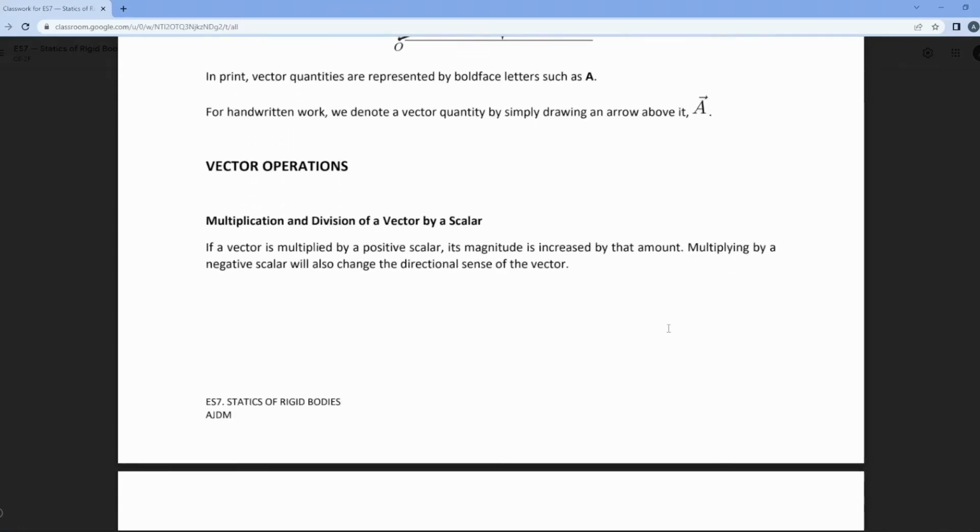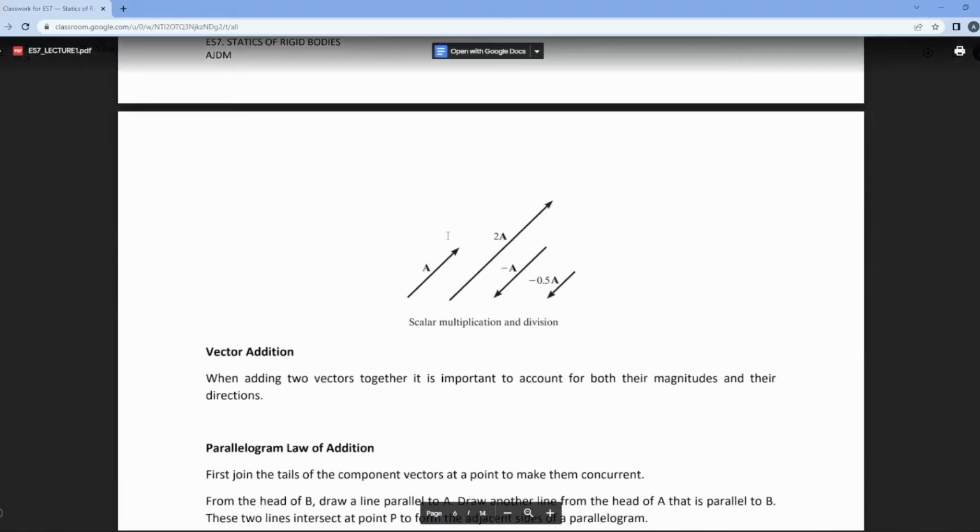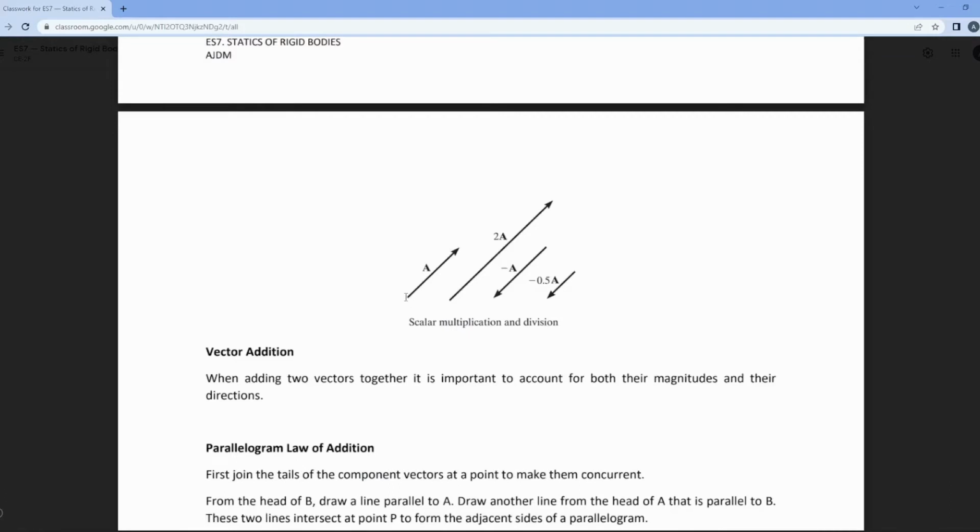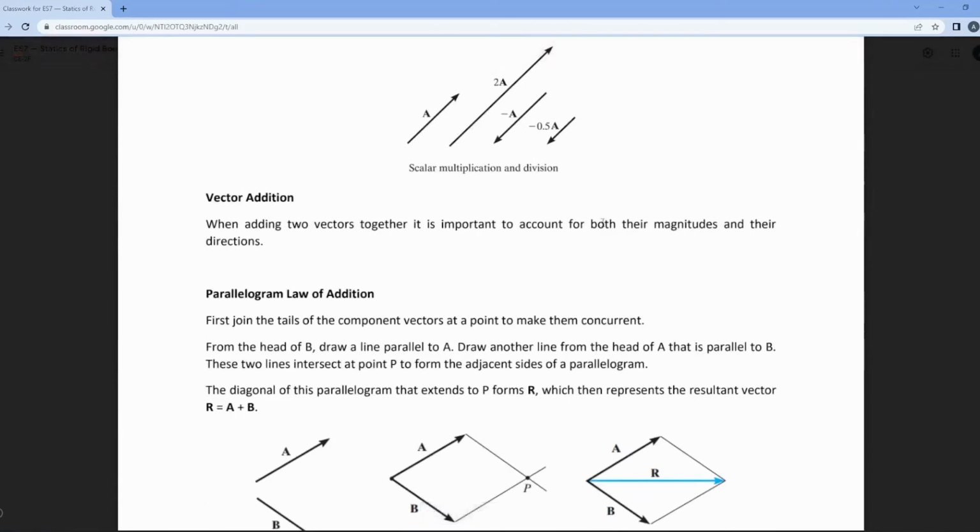Next, we have some vector operations. Multiplication and division of a vector by a scalar. Let's consider vector A with this magnitude. If you will multiply a scalar 2, so yung magnitude ni A magdo-double, yung direction niya, same pa rin. If you will multiply scalar na negative 1 kay A, the magnitude would still be the same, but the direction would be changed. No? And in the same manner, if you multiply negative 1/2 kay A, the magnitude of A will be reduced. Okay, magiging kalahati na lang siya, and the direction would also change. Okay, so that's how multiplication and division of scalar and vector quantities work.